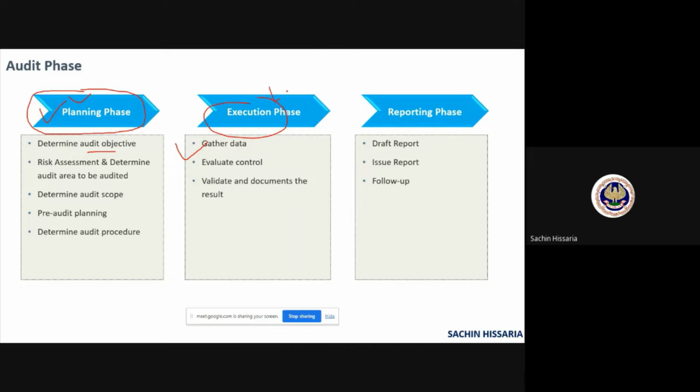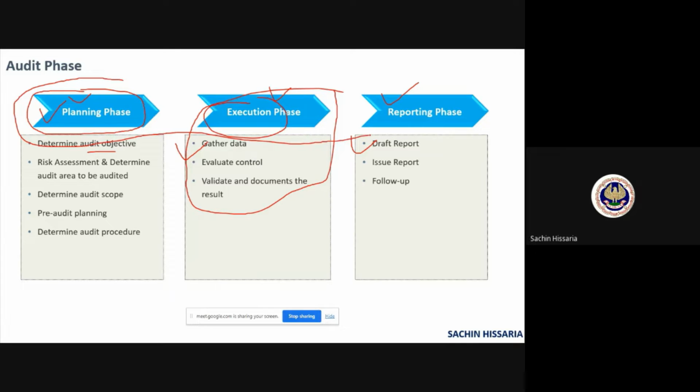After the execution phase, the next phase is the reporting phase, where whatever observations you have identified, you need to discuss with the auditee. You will prepare your draft report and discuss the same with the auditee. Both you and the auditee would be on the same page, take their management actions, action plan and target date and all. Then we will conclude the audit. So these are the brief audit phases.